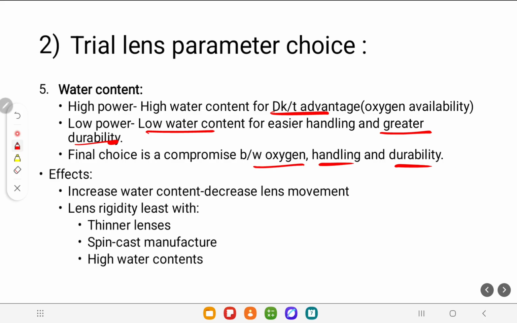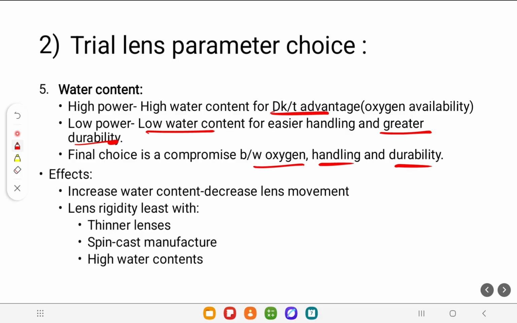So what is the effect of water content? The increased water content decreases the lens movement, because the more water content a contact lens has, the more malleable it is, and the more malleable it is, the more the contact lens wraps over the cornea. Yes, it's like it sticks to the cornea. So a little bit rigid is better, like a silicone hydrogel contact lens.